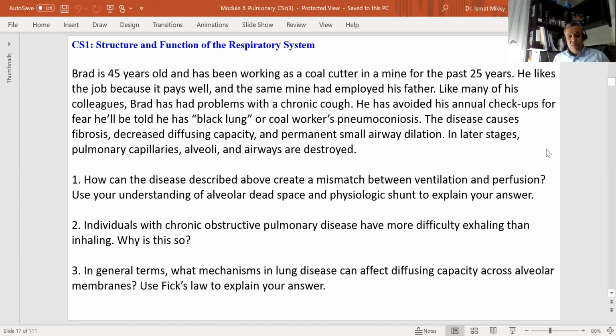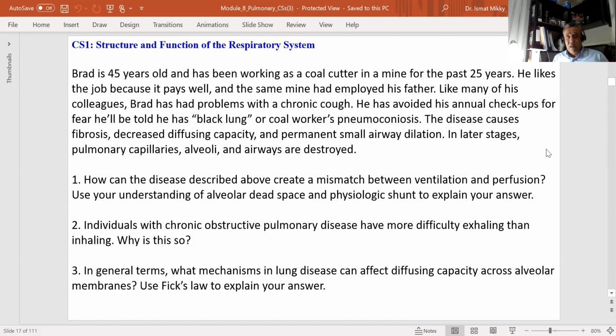Question number 3: in general terms, what mechanisms of lung disease can affect diffusing capacity across the alveolar membrane? This is called Fick's law. We can use Fick's law to explain the answer. This can be classified as advanced pathophysiology, so it's just a very quick answer.